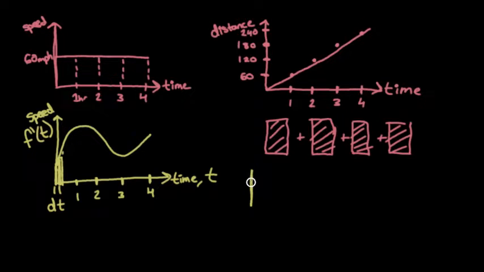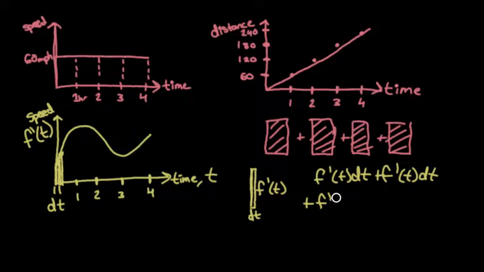And for one of those little slivers, let's see how we're going to calculate its area. It would just be dt times whatever f prime of t is right there. So f prime of t right here, because that would be this point on the function, so that would be the height of your little sliver. So what we're doing over and over again is f prime of t times dt plus another f prime of t times dt plus another one, and so on, from t equals 0 to t equals 4.